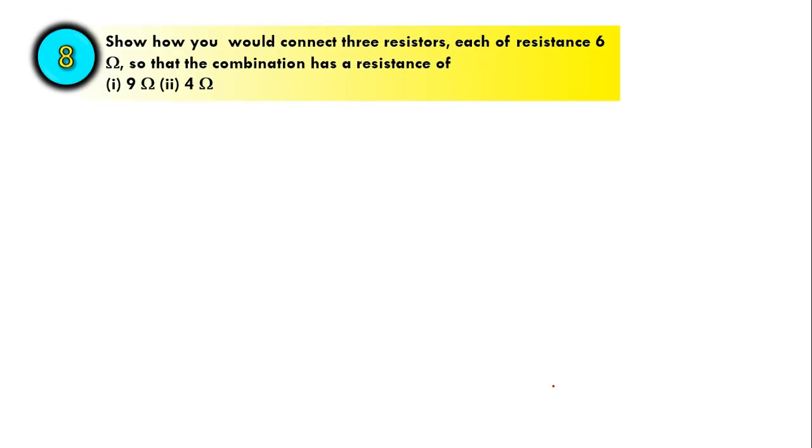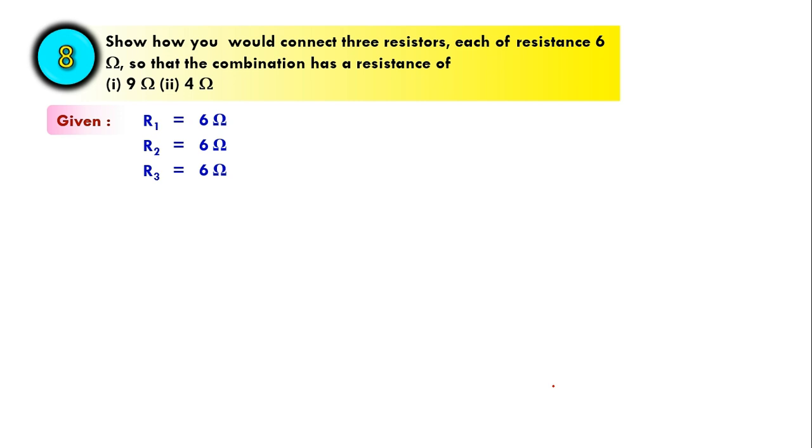So how would you like to connect three resistors, each of 6 ohms, so that the combination has a resistance of 9 ohms and 4 ohms? So we have three resistors R1, R2, R3. Each value is 6 ohms only.